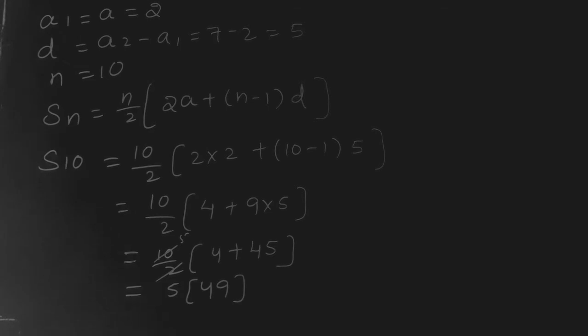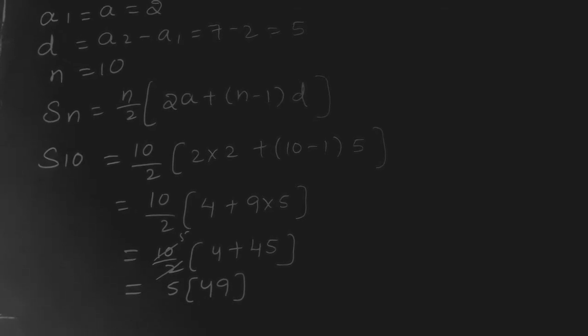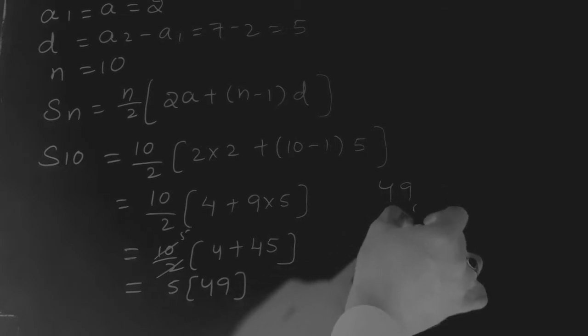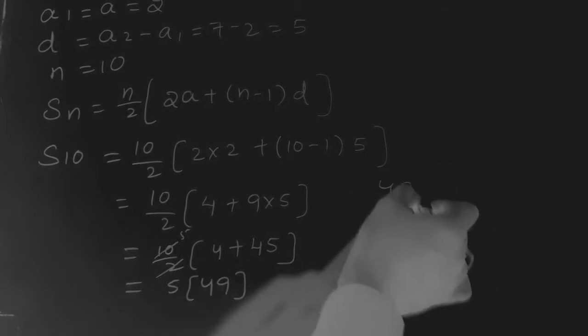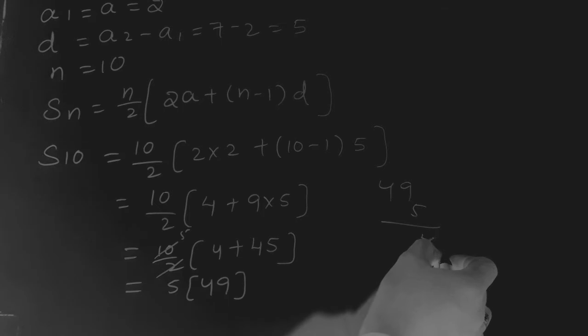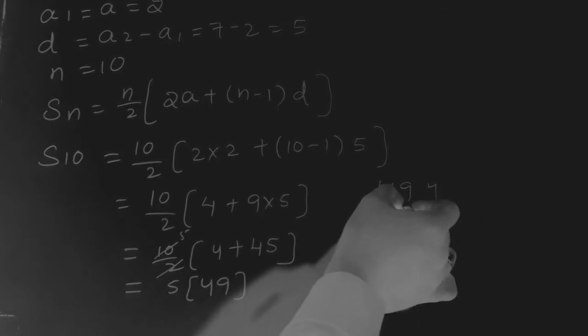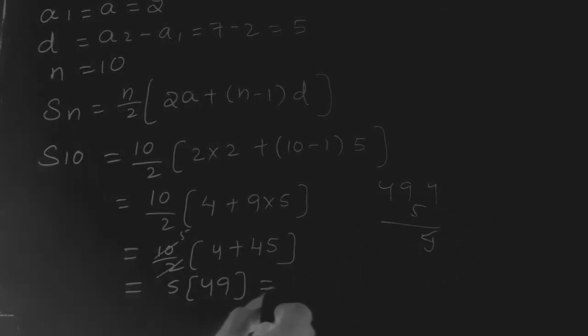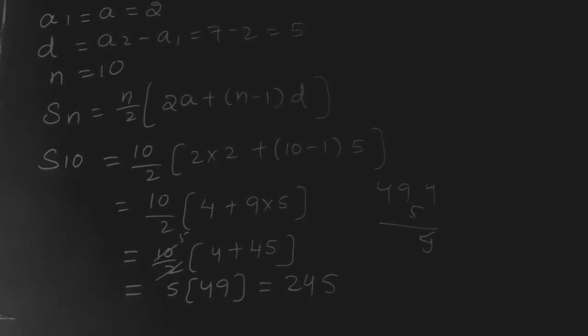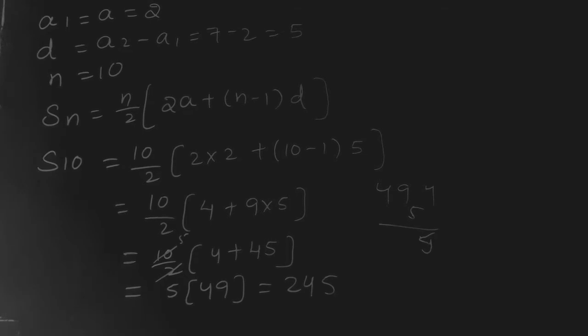So multiply 49 into 5. 5 nines are 45, 5 fours are 20, 24. 245. Therefore, the sum of 10 terms of the AP series is 245. So this is the way we have to find the sum of 10 terms or 20 terms or 30 terms, just replacing the value asked for in the place of n.